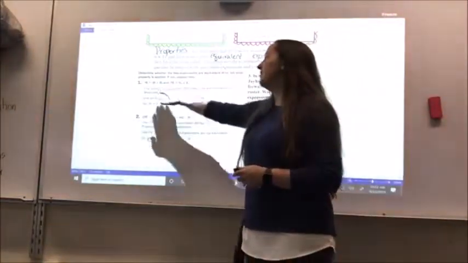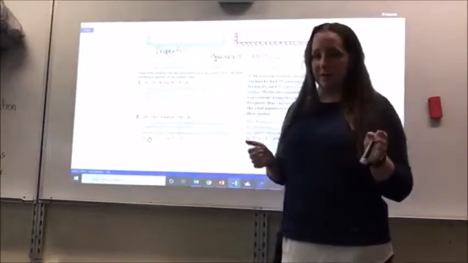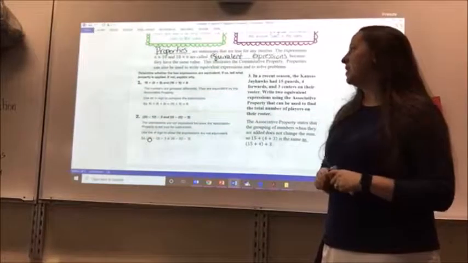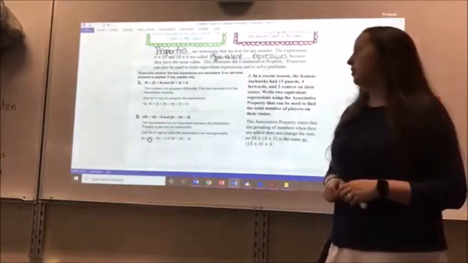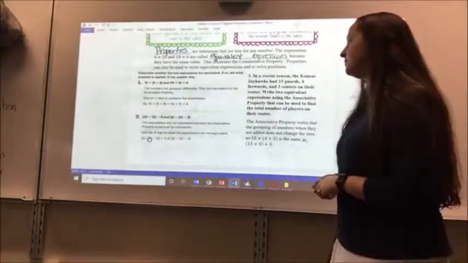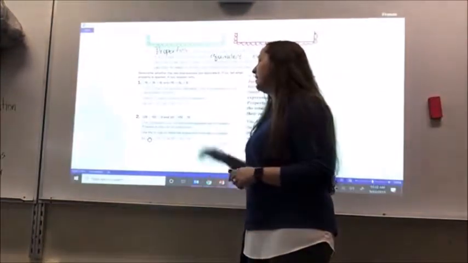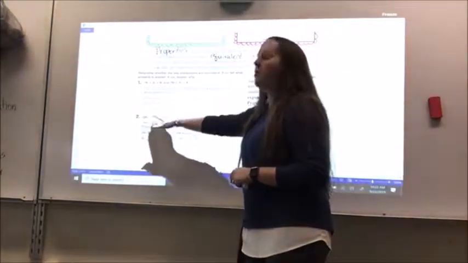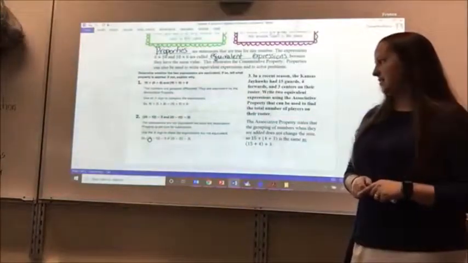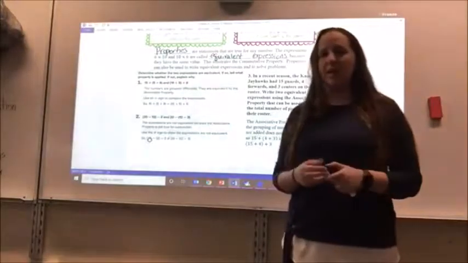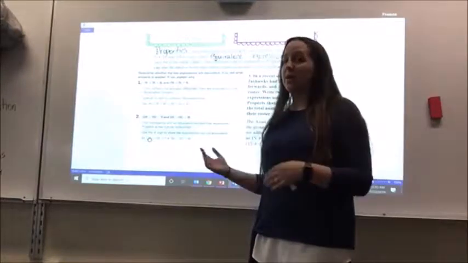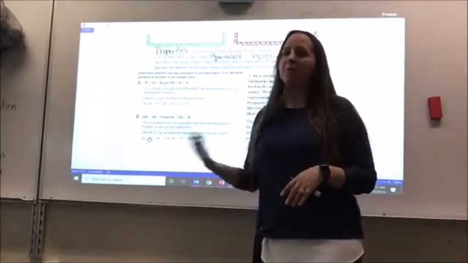Number 1 says 15 plus the quantity 5 plus 8, and the quantity 15 plus 5 plus 8. The numbers are grouped differently. They are equivalent by the associative property, by the friendship property. So we can use an equal sign to compare the expressions. 15 plus the quantity 5 plus 8 equals the quantity 15 plus 5 plus 8. You can always solve these and try to figure it out as well. I know that 5 plus 8 plus 15 would still give me something that's equal to 15 plus 5 plus 8.